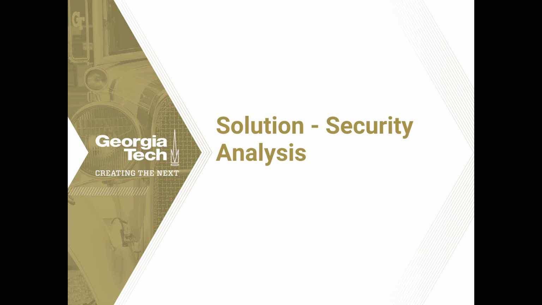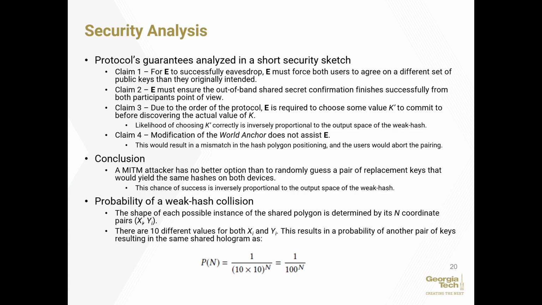Now let's discuss the security analysis portion of the solution. The attacker succeeds if he or she is able to eavesdrop on the communication between A and B after the protocol execution. The researchers believe their protocol can be proven as secure with the examination of four premises. The first claim is that in order to successfully eavesdrop on the communication between user A and user B, the adversary must force the users to agree on a different set of public keys than they originally created. The attacker must do this without causing the protocol to abort.